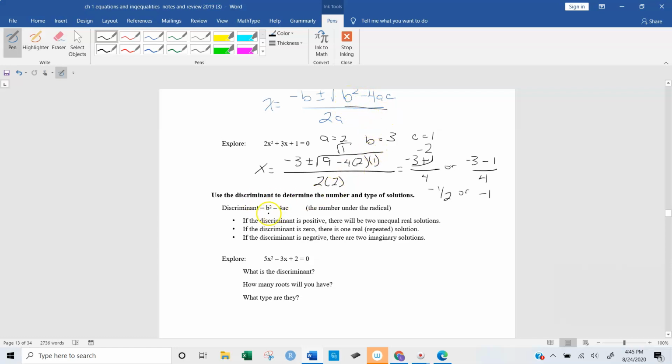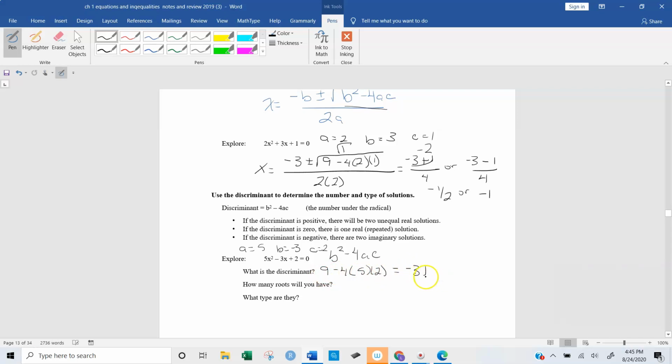So when they ask about the discriminant, they don't want the entire answer. They want just the b squared minus 4ac. So I say, what is the discriminant of this? Okay, we look here. We know a is 5, b is negative 3, and c is 2. So what's the discriminant? B squared. Well, negative 3 squared is 9 minus 4ac. All right, so 4 times 5 times 2 is 40, 9 minus 40 is a negative 31.